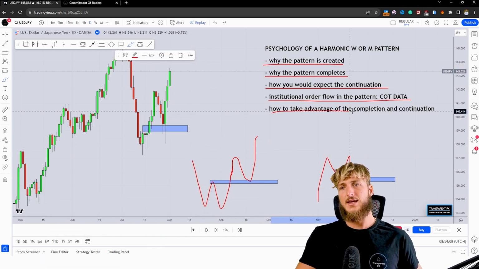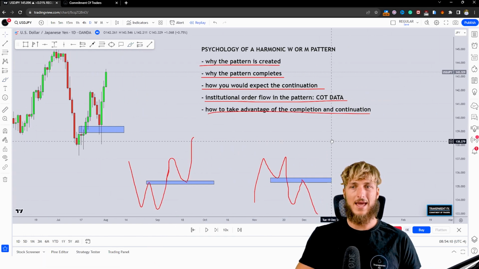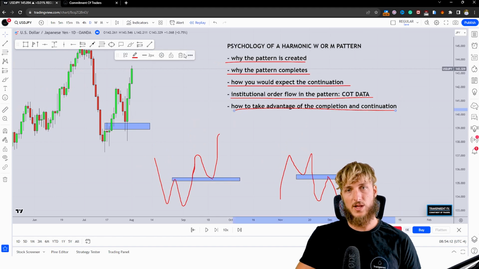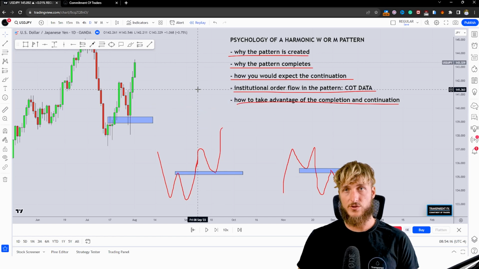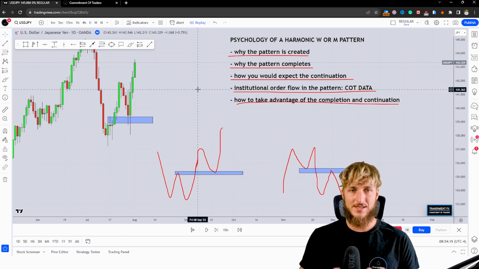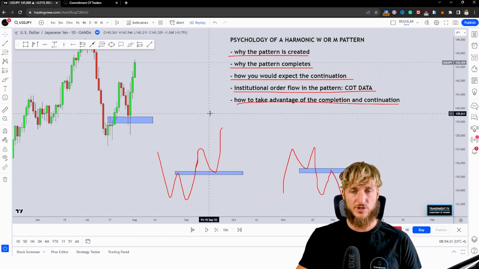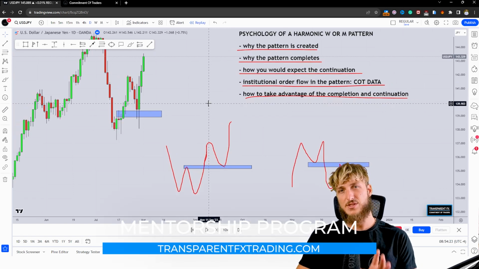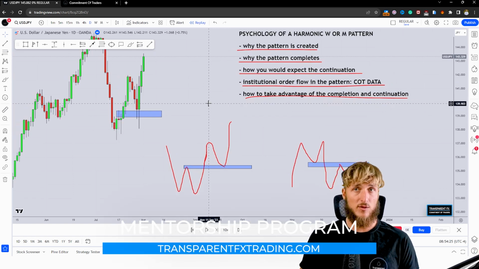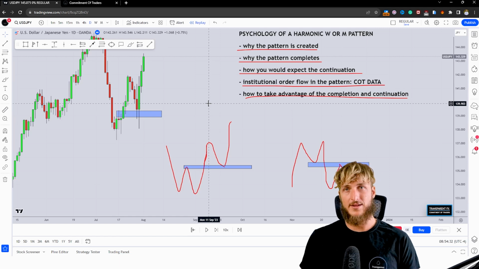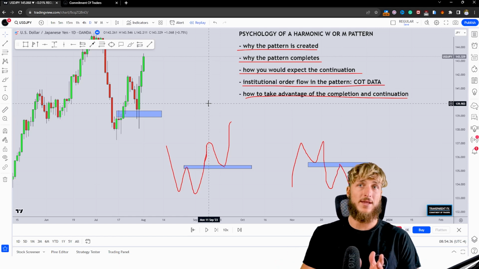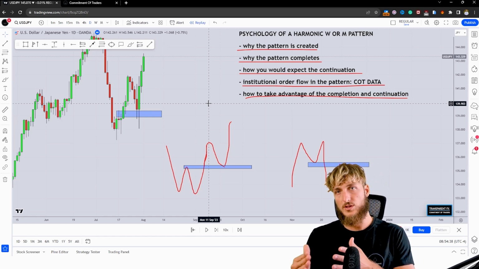Now, how can we take advantage of the completion and continuation of these patterns? Well, that is where it goes down essentially to the own trading plan and trading strategy of every single trader, because this is from a directional perspective, but then there are many specific points that come into the development of a complete trading plan and trading strategy that could definitely be a topic for another video on how to combine everything that comes from a directional standpoint down to an actual strategy.